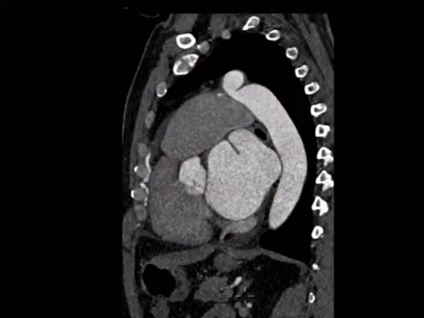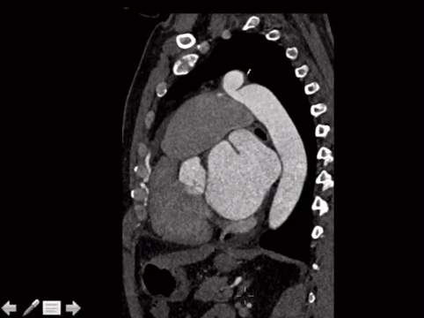All right, so remember I said to try to figure out where the bolus of contrast is timed to help narrow down the pathology. You can see that the bolus of contrast is timed to the aorta, and we've got a coarctation here.